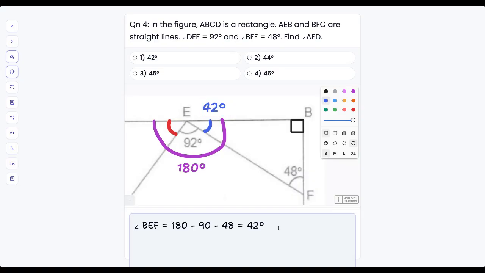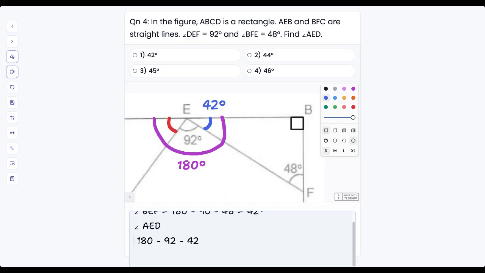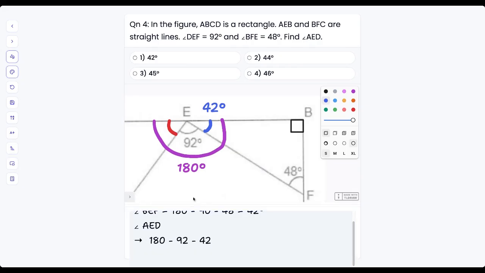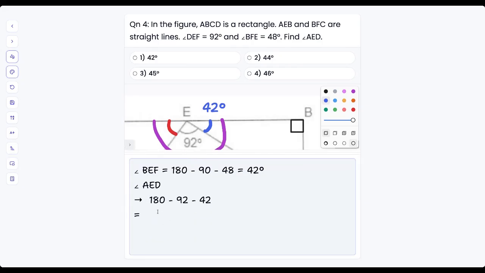Now we know the red angle, or angle AED, is equal to 180 minus 92 minus 42. We can break this down. You can also just manually calculate. So I'm going to do 180 minus 92. Essentially this will be 88 minus 42. Then this will become 46 degrees. There you go. So that's the answer, option number 4. All right, let's move on to the next question.